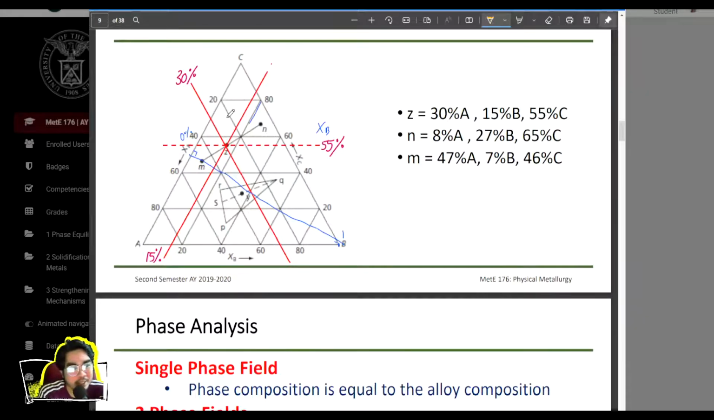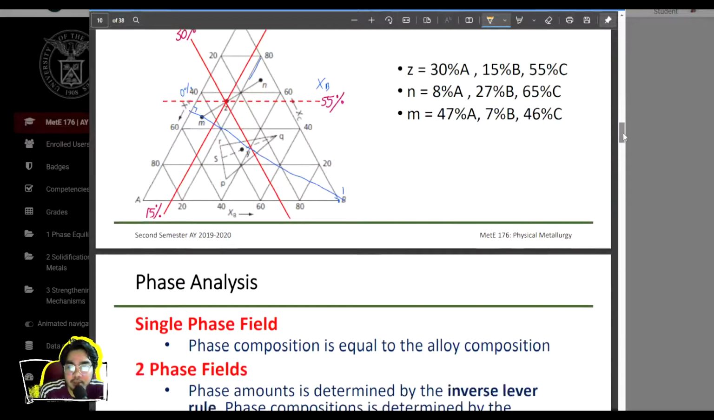Kumbaga, ganon yung graph talaga ni ternary. It's an equilateral plot kasi siya. Yes, sir, yung gravity kasi is more of determining the amounts of the three components, while this one is determining the percentage of those components. So hindi siya amounts, more of composition siya.